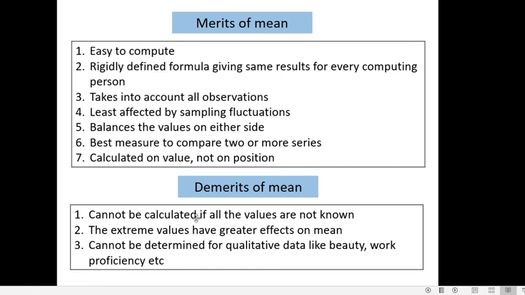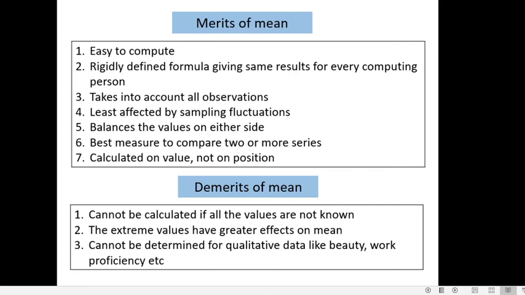But there are some demerits. It cannot be calculated if all the values are not known, so all values have to be known. The extreme values will have a greater effect on mean. If there is a very high difference between the highest and lowest observations, mean will be affected. And it cannot be determined for qualitative data like beauty, work proficiency, etc.